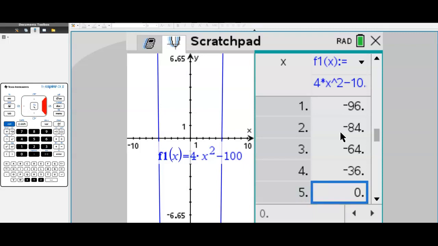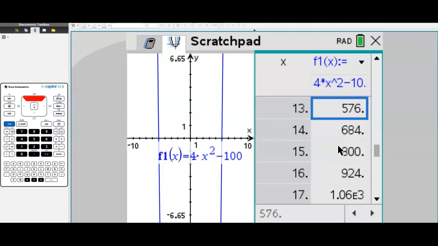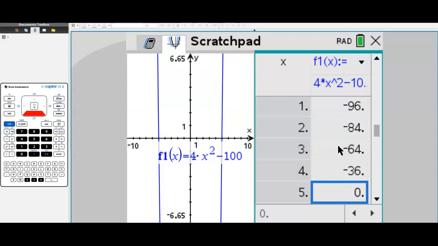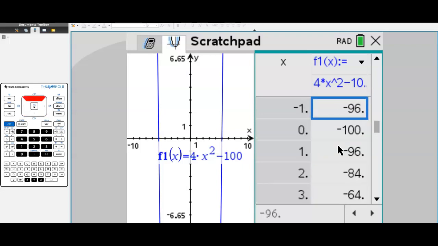To find our second root, you want to find the other 0 in the y column, or the function f1 of x. If you notice, when we scroll down, we get positive numbers, and it keeps going at a steady rate. So we want to go back and check our negative. Usually, our roots for quadratic functions are positive and negative. So we had a positive 5. I'm willing to bet you that our other root is negative 5. And here it is.